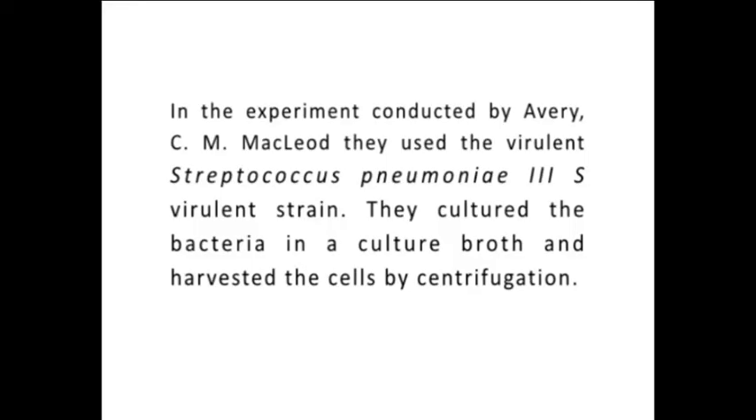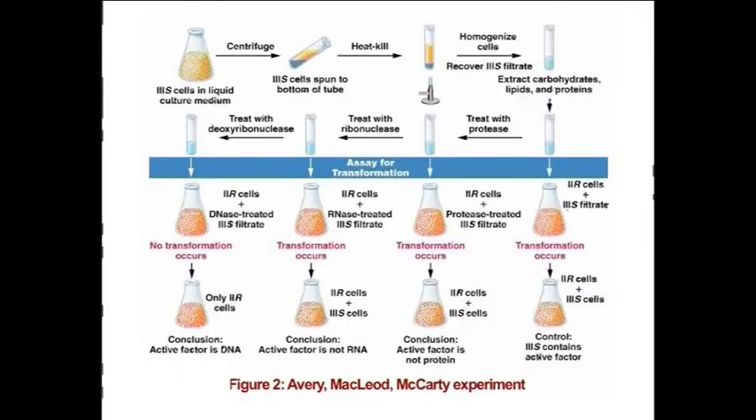In the experiment conducted by Avery, MacLeod and McCarty, they used the virulent Streptococcus pneumoniae 3S strain. They cultured the bacteria in a culture broth and harvested the cells by centrifugation. The harvested cells were then heat-killed and lysed. The lysate was subjected to lipid and carbohydrate extraction. The remaining lysate that contained DNA, RNA, and proteins was tested for the ability to transform the rough strain of Streptococcus pneumoniae into the S strain.